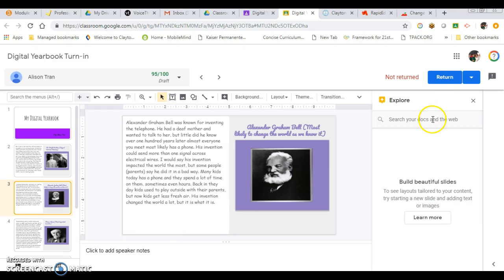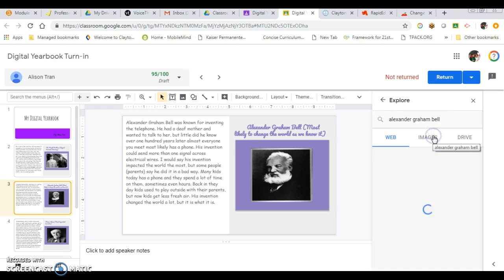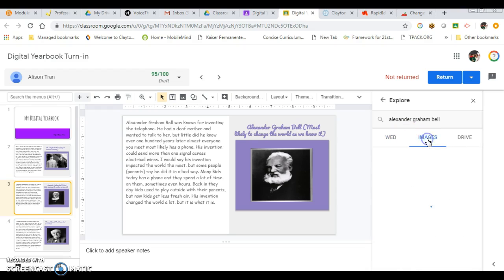So this Explore option gave them the ability to go through and choose people. They could look up basic information. They could also insert images straight from this Explore button. So this was another aspect that I loved about Google Slides: it incorporated many of the Google applications.